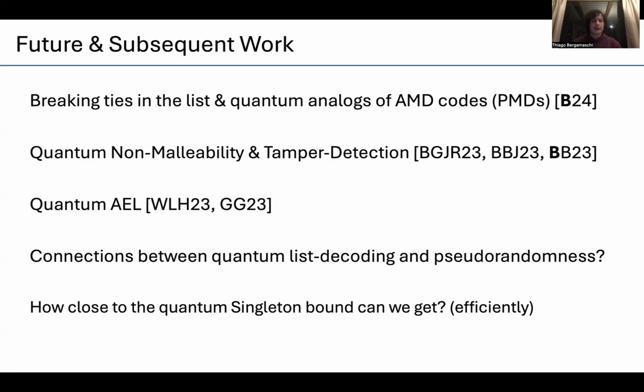As for future work, classical list decoding has found several connections and is quite deeply connected to notions of pseudo-randomness, like randomness extractors. It would be very interesting to see whether quantum list decoding enjoys some of these connections as well. And finally, a personal favorite question is, how close to the quantum Singleton bound can we actually get efficiently? In our construction, we're able to approach the quantum Singleton bound over adversarial errors up to an arbitrary constant, but this constant appears as a trade-off to the alphabet size.